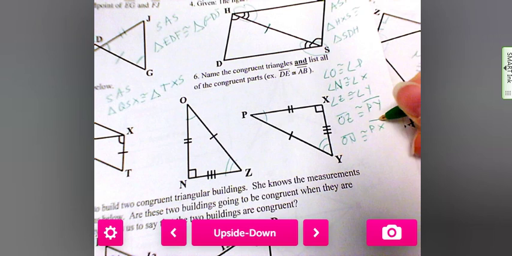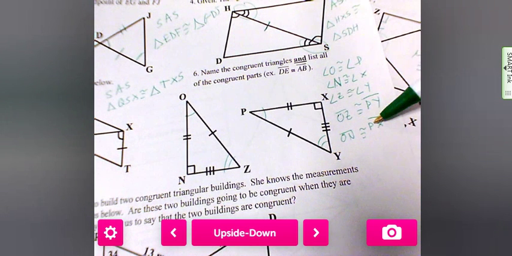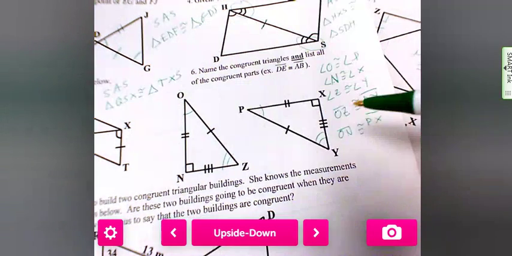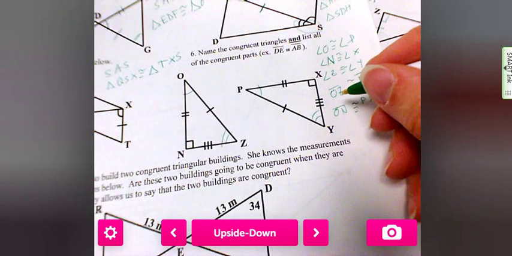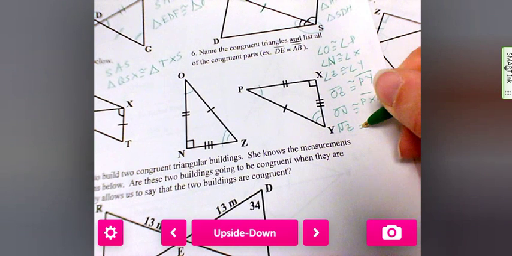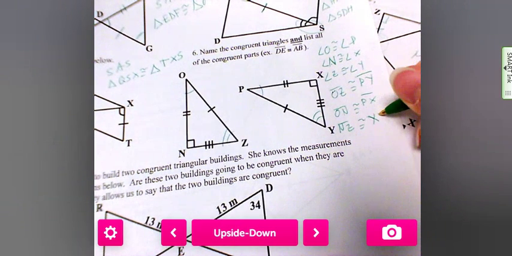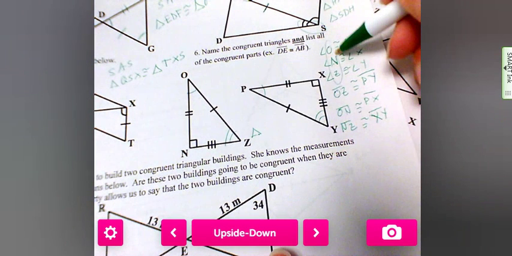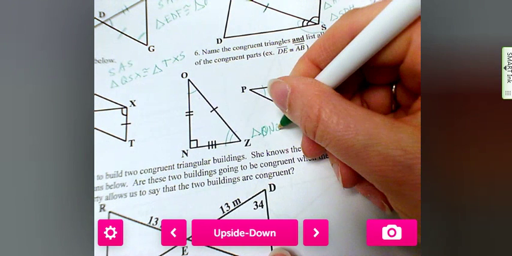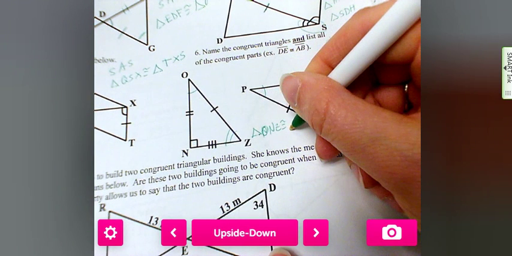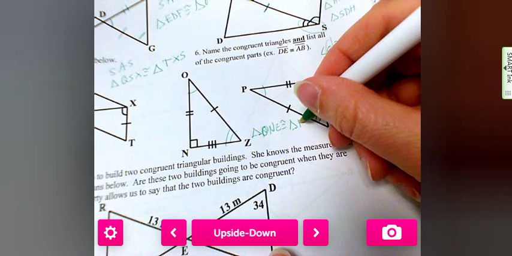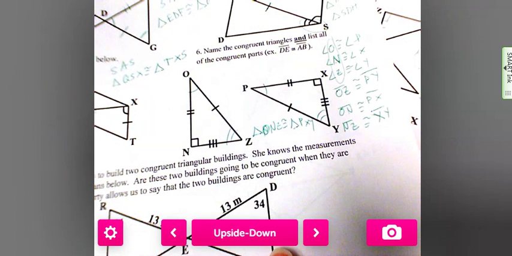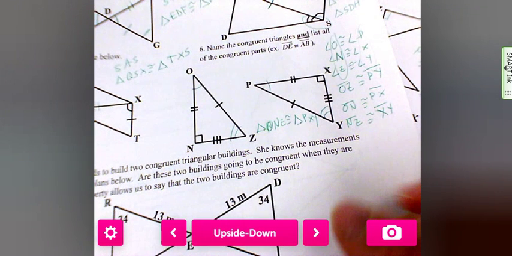I can't say ON goes with XP. It's got to be PX. Because O and P match. Okay. And then NZ goes with XY. Good. And then finally I can say, this is nice when this is done like this because I can just say triangle ONZ is congruent to triangle PXY. Because they're already in order, you know what I'm saying? So we already know what angles match which. I'll give you like 1/2, and you'll have to fill out the other.